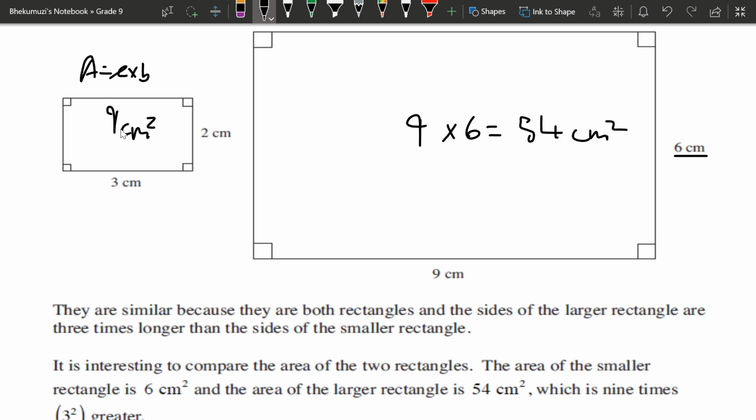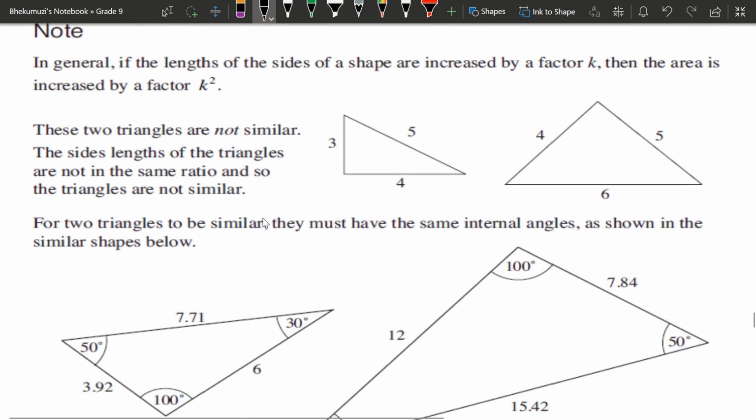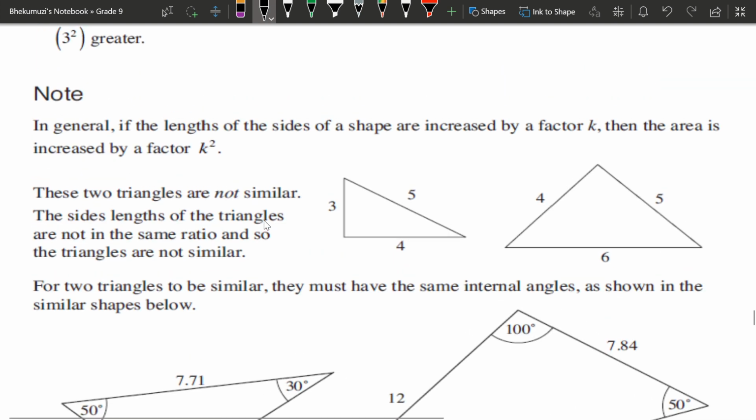Basically, if you compare the two, it's 9 times bigger than the first one, right? Okay. And so note that in general, if the lengths of the sides of a shape are increased by a factor of k, then the area is increased by a factor of k to the power 2. So this is the interesting thing, right?